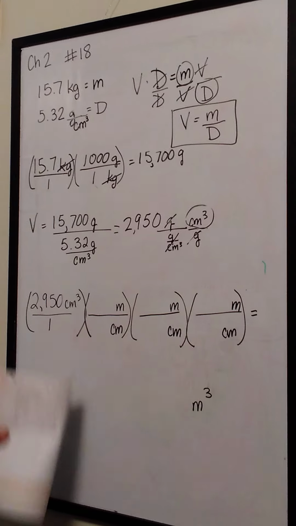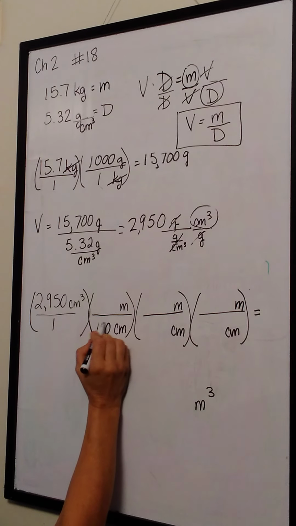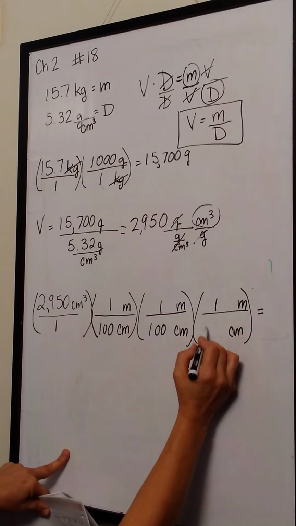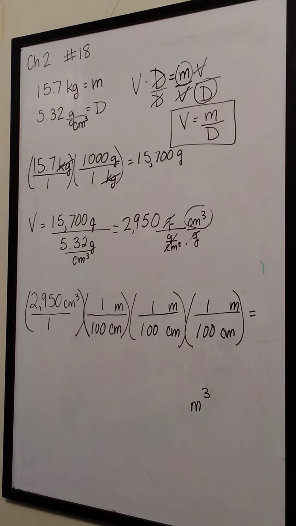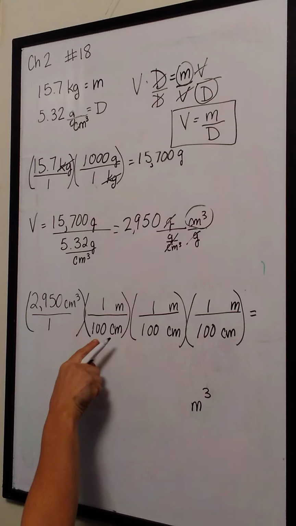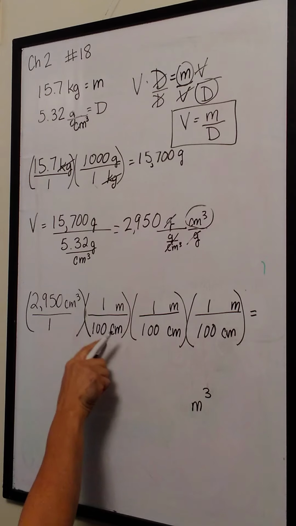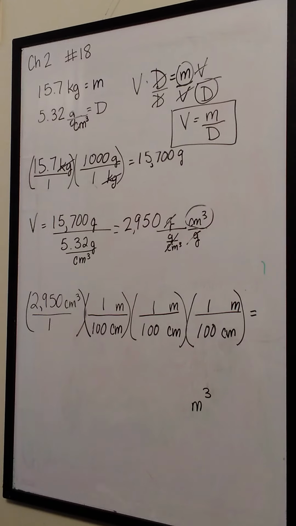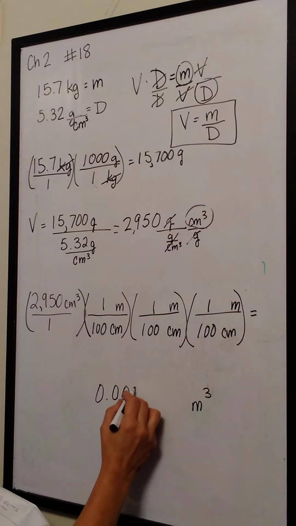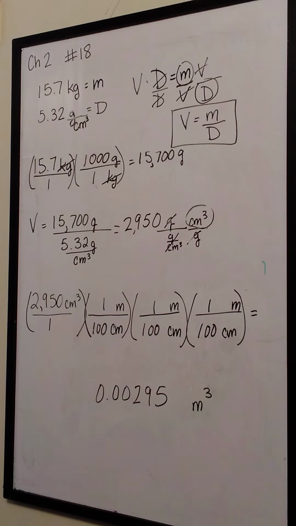So what's the unit conversion between meters and centimeters? Be careful. Well, it's not that hard. 100 centimeters in 1 meter. So 1 over 100, 1 over 100. Do all the math on your calculator. 2950 divided by 100, divided by 100, divided by 100, or divided by 1,000,000, and you're going to get 0.00295 meters cubed. And you have answered the question.